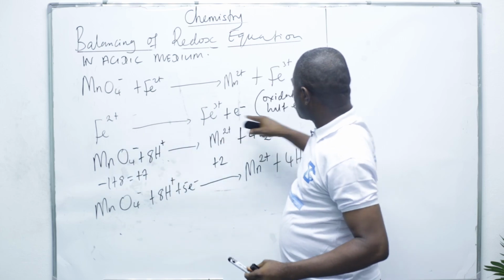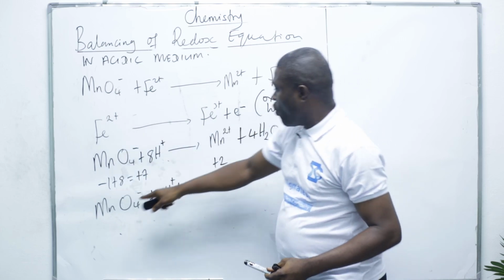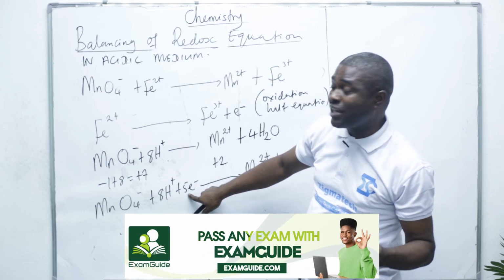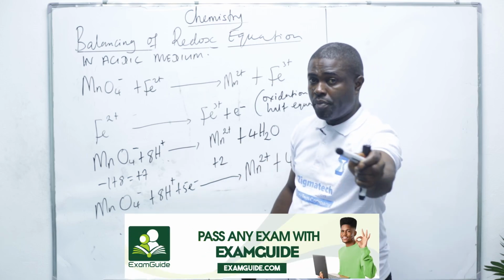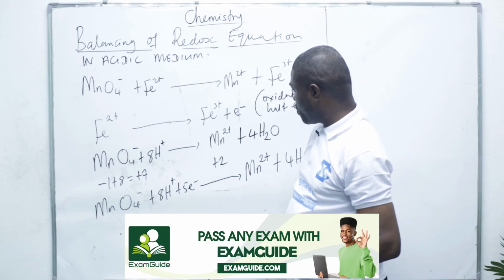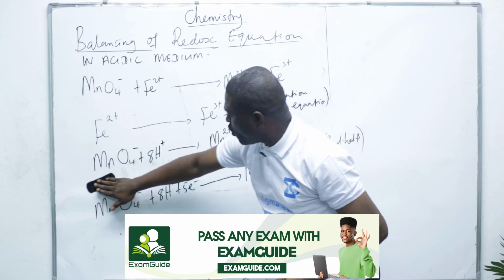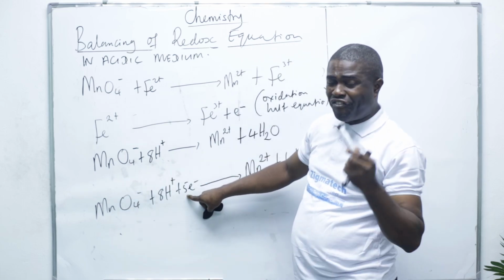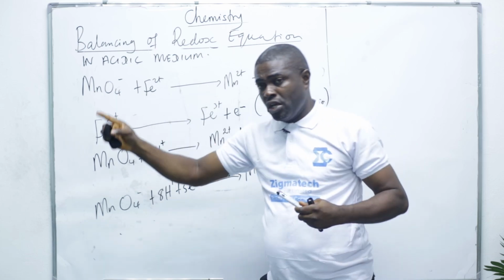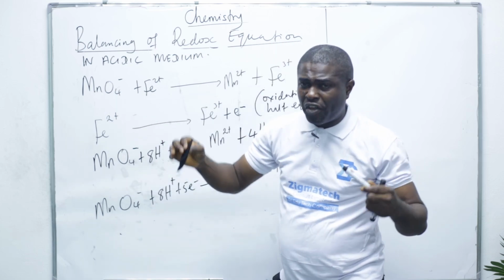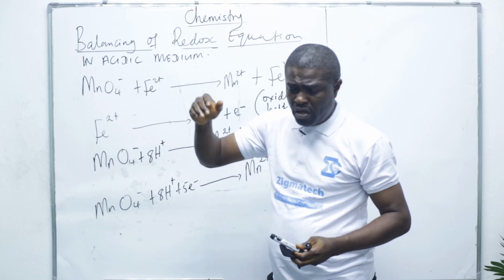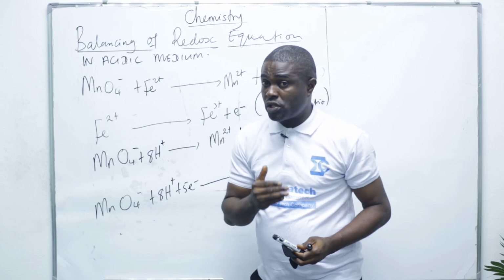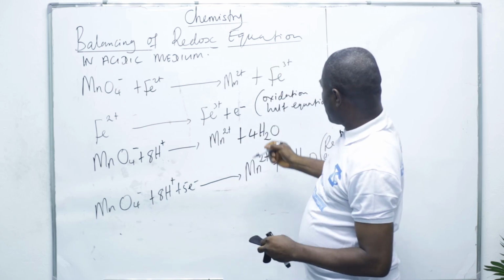My oxidation half equation has just 1 electron, while my reduction half equation has 5 electrons. They must be equal. You have to use this 5. Look for a factor that will multiply them so that both the reduction half equation and the oxidation half equation will have an equal number of electrons.